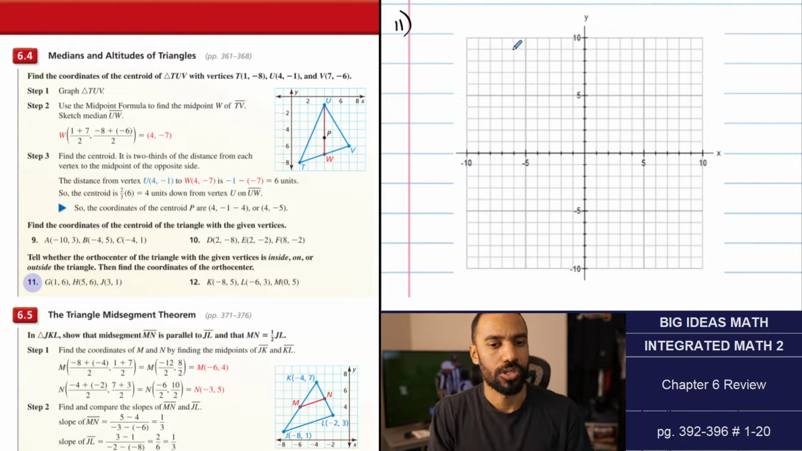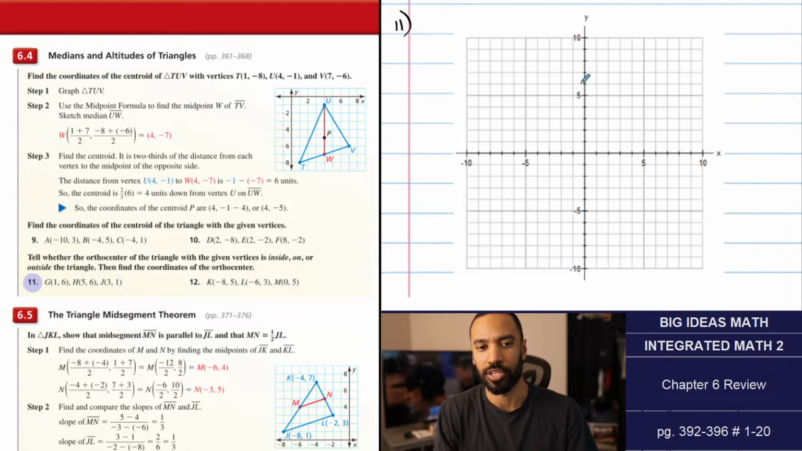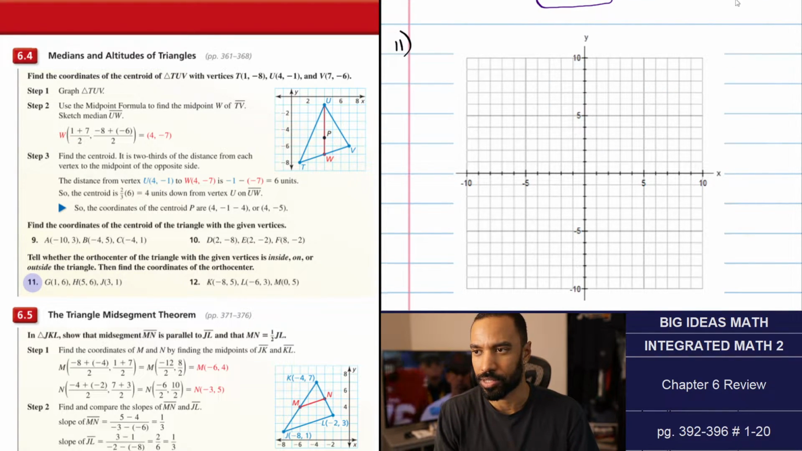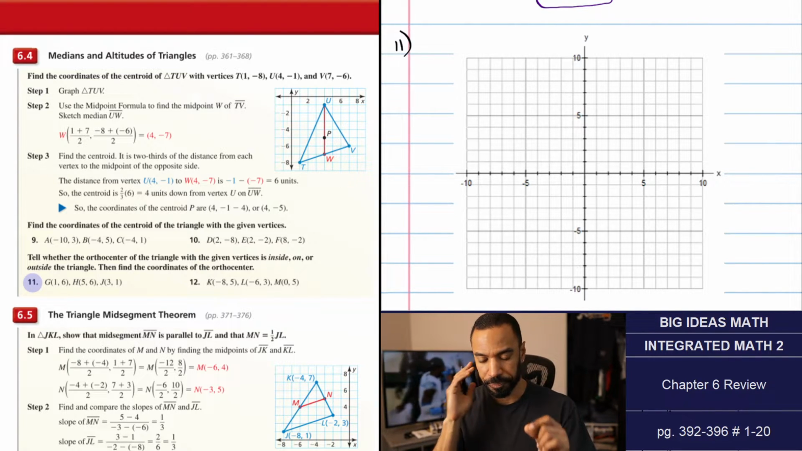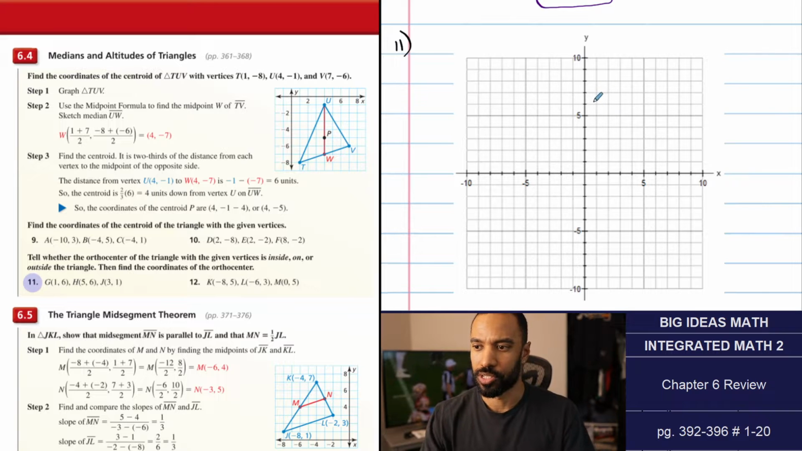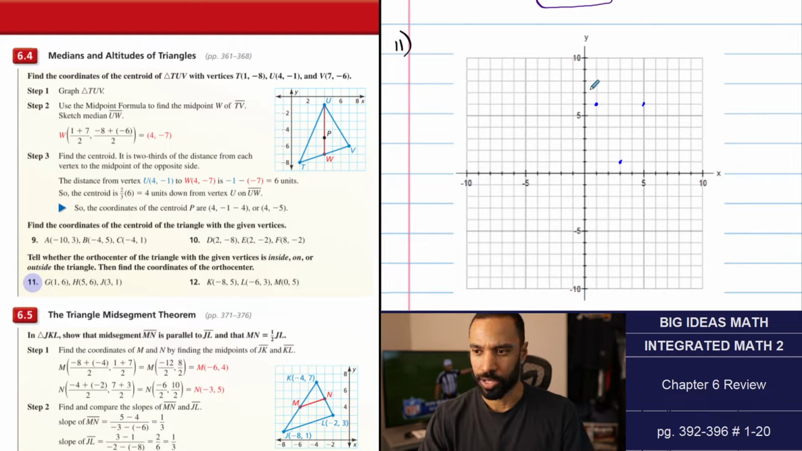Okay, so we're going to have to tell whether the orthocenter of the triangle with the given vertices is inside, on, or outside the triangle, then find the coordinates of the orthocenter. Now, an orthocenter is made from our altitudes. We have G at 1,6. We have this guy at 5,6 right here. It's H. J is at 3,1. Looks like one of those isosceles triangle guys again, so fun. G, H, J.